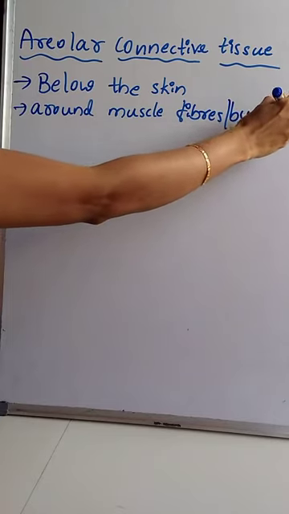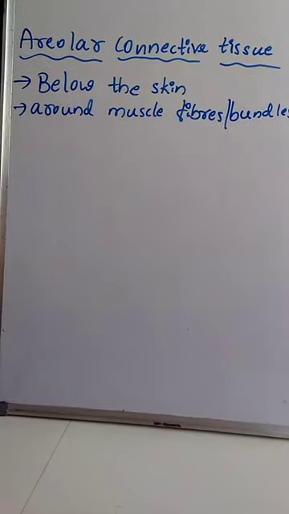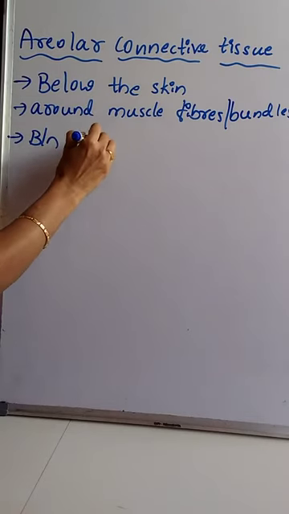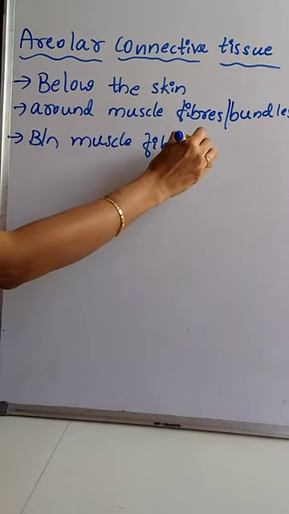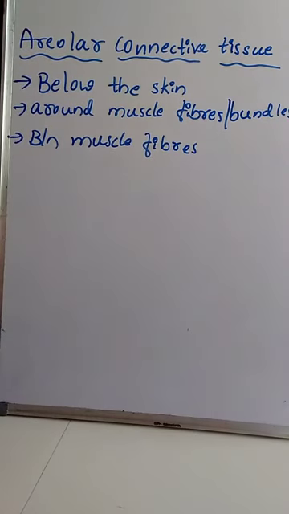Many muscle fibers form a bundle. Around the muscle bundles, these areolar connective tissues are present, and they are also present between muscle fibers, means between 2 muscle fibers, and also between the blood vessels. And now the main functions of areolar connective tissue.